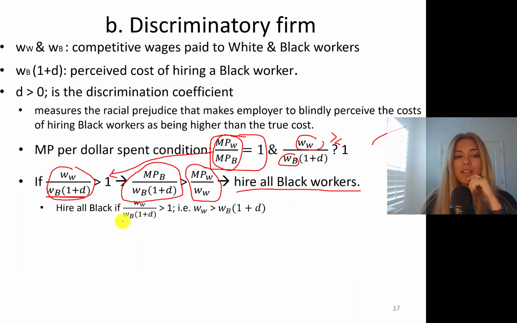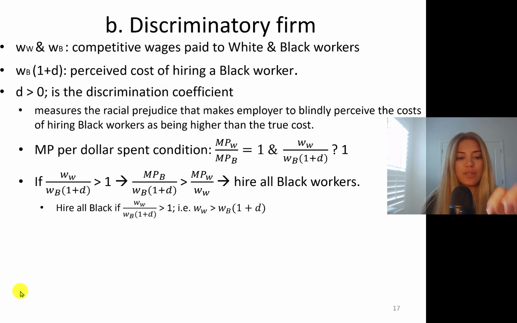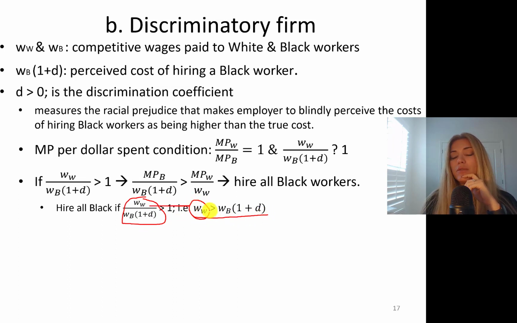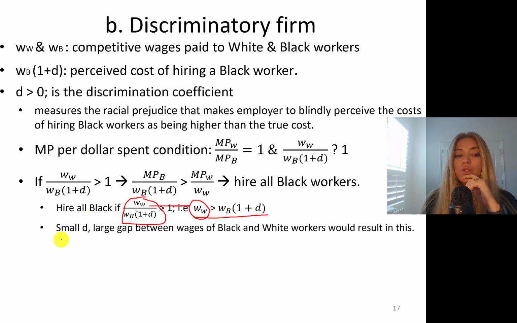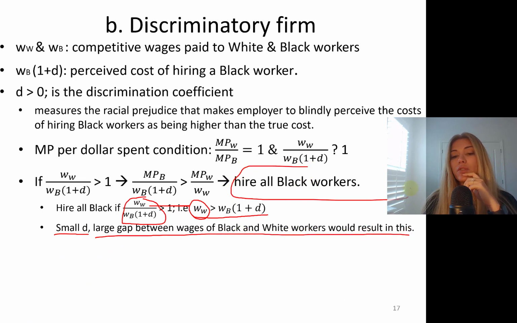So again, this is how we got the condition. It's just a manipulation of these equations: WW over WB times 1 plus D is greater than 1. As a result, the wage rate paid to the white workers is still greater, even with the discriminatory perception. So if you have a small D, there are some discriminatory firms and a large gap between the wages of black and white workers, the discriminatory firm will still hire all black workers. So some firms can go out there and say, oh, look, we all hire black workers, we can't be discriminatory or racist. Yes, you can be, actually.